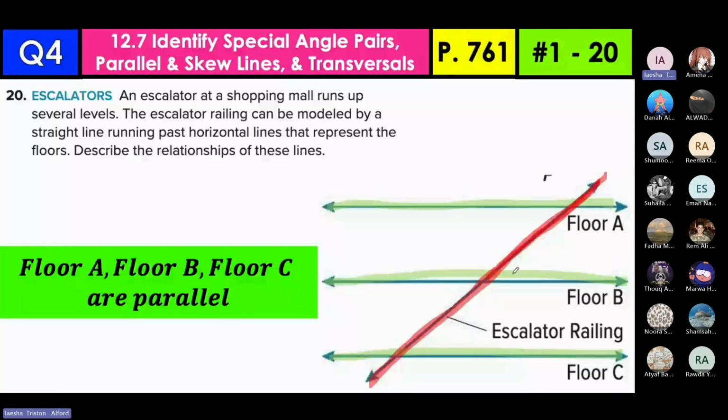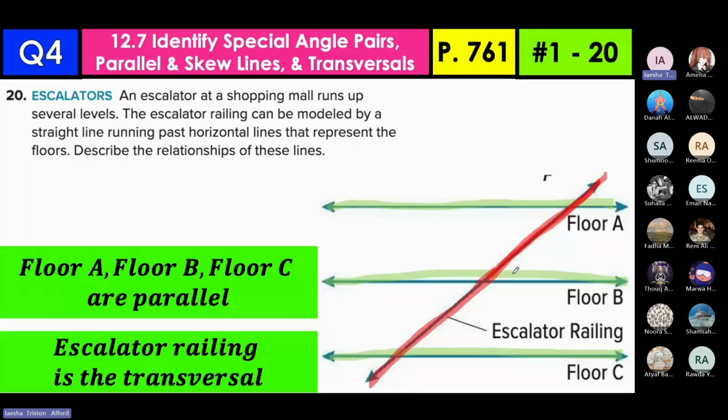Anybody? No? Everybody left? Transversal. Beautiful. Transversal. So that red line is the transversal. So the escalator railing is the transversal. They could ask you what this word means. Transversal, what does it mean? Transversal means that it touches more than one line.